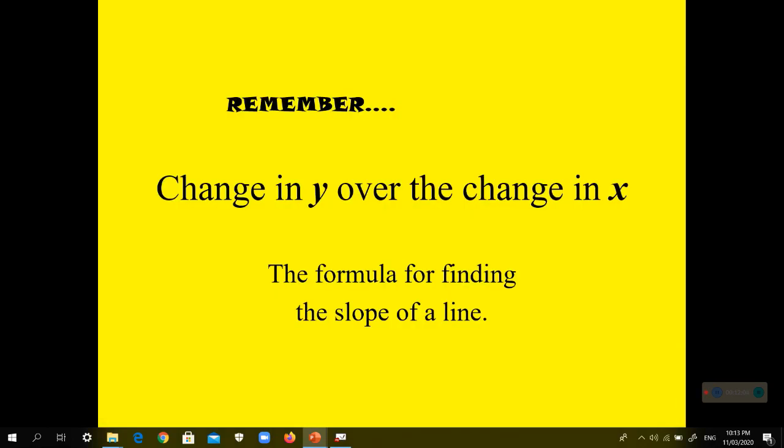Correct. Okay? So, remember again that change in y over the change in x is the formula for finding the slope of a line. Okay?